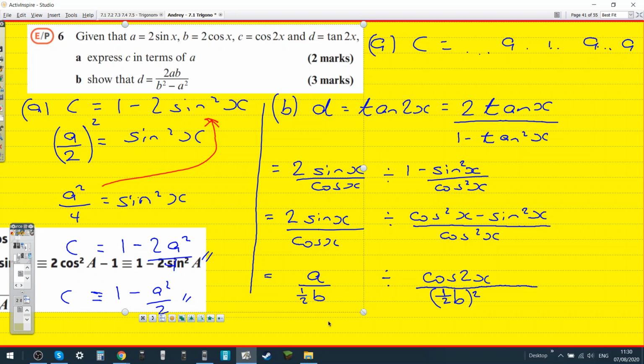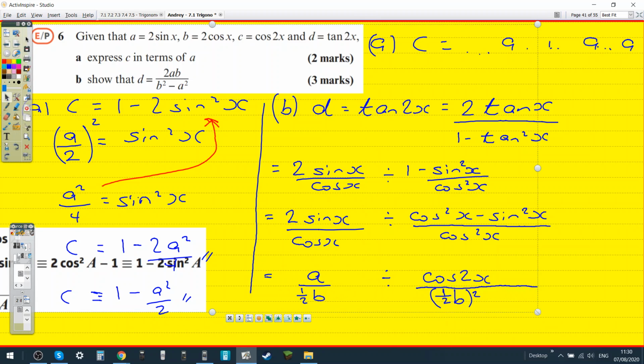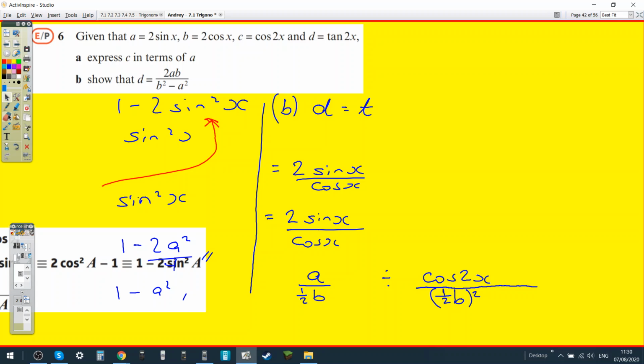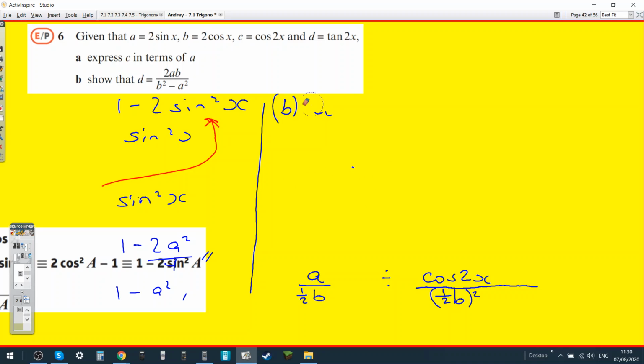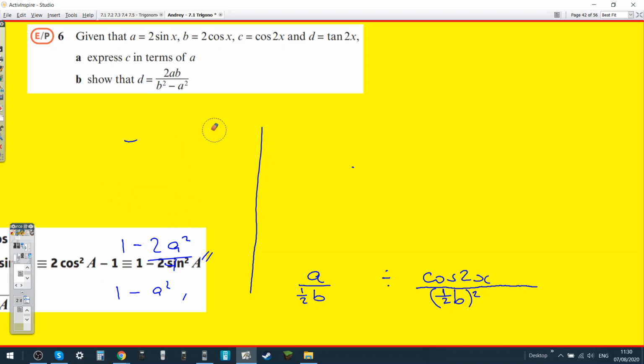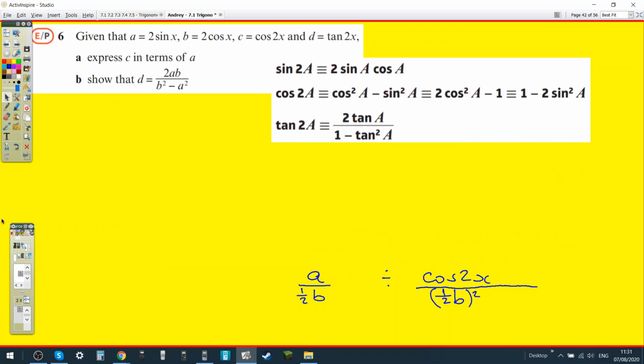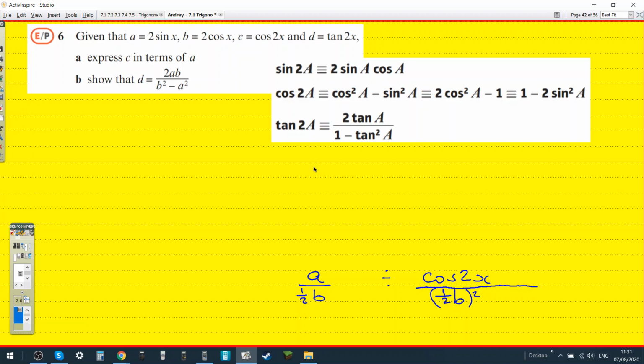Times them together. Yeah, keep, change, flip. Okay, go for it. I'm just gonna make some extra space. Okay, keep, change, flip. What do you get? And actually, there is a bit more you can do in terms of A and B. What could you do? I'm guessing make cos 2x a or b. Yeah. What is cos 2x?